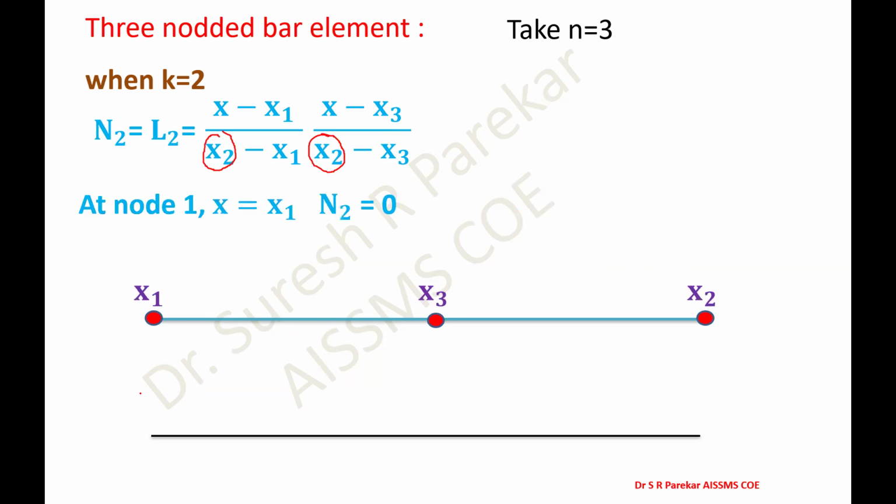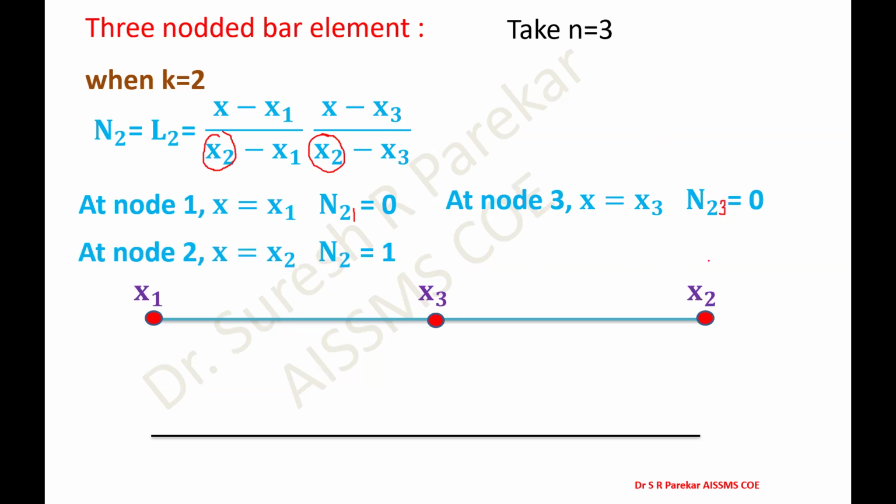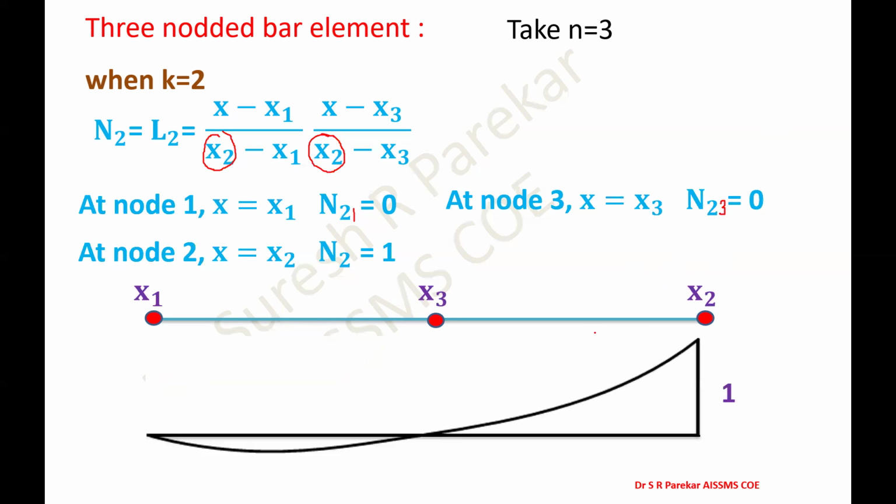At node 1, x equal to x1, so we have the N2 shape function at node 1 is 0. Then I will write shape function of node 2 at node 3 is 0, and at node 2 it will be 1. You can write it as N2 at 2. So always keep in mind, the value of the shape function at its own node is always 1. And then again, from x1 to x3 we have values as minus, and from x3 to x2 we have values as plus.